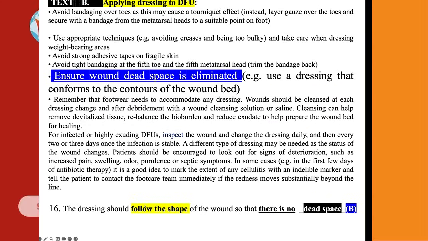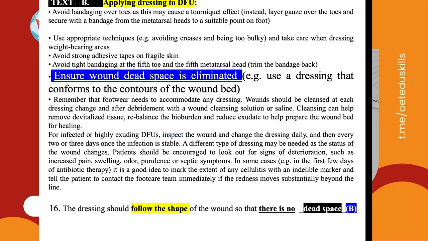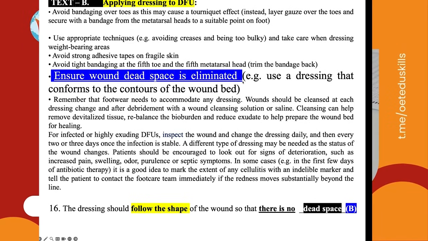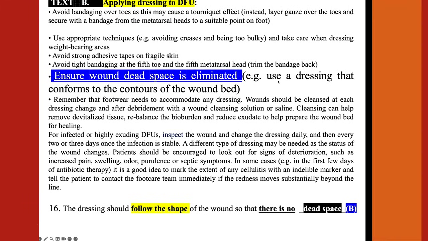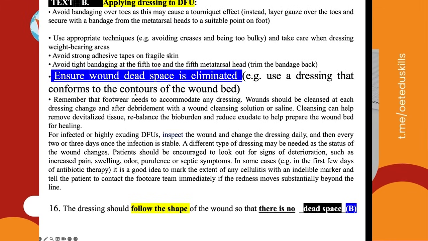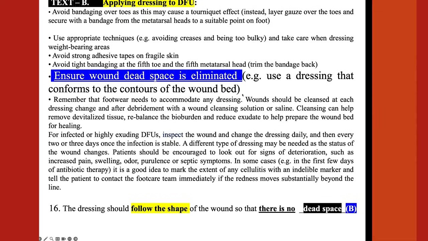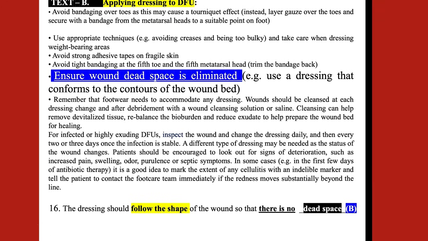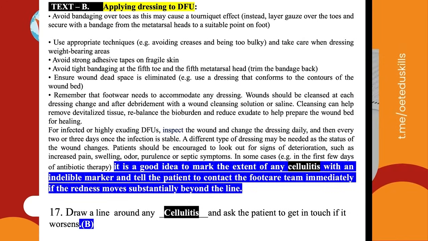Then next question, 16th one, the dressing should follow the shape of the wound so that there is no dead space. Ensure wound dead space is eliminated. For example, use a dressing that conforms to the contours of the wound bed, meaning as per the shape of the wound bed. Synonymous expression. Is that clear? We are only confirming. You knew the answer is here.